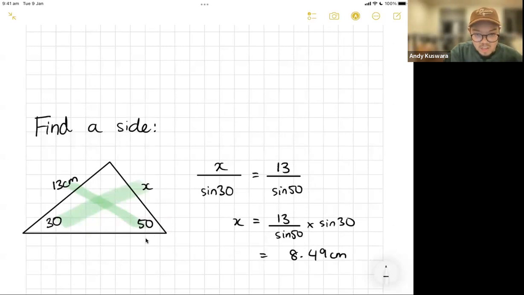And it makes sense. The larger angle has the larger side, and the smaller angle should have a smaller side. The side should be smaller than 13, which in this case it is.